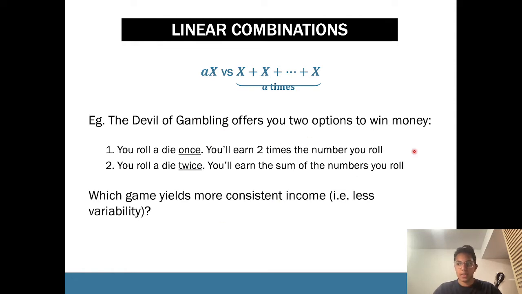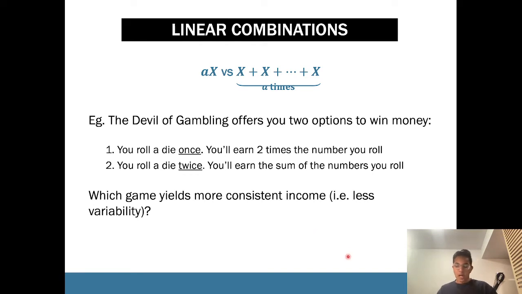the numbers you roll. So this is like saying I roll a die once, I get 6. The second time I roll, I get 3. And so then it's 6 plus 3, and then I earn 9. So we want to know which game, 1 or 2, yields a more consistent income.